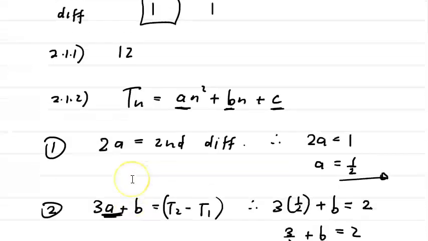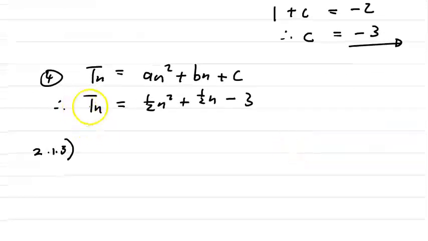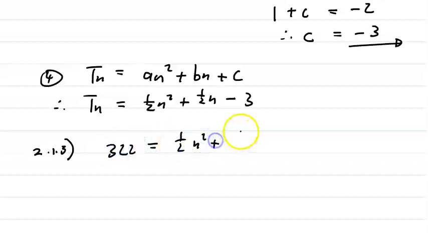2.1.3, 322, it's going to be substituted there. So it's going to be 322 equals half n squared plus half n minus 3. So wherever you got Tn now, you're going to substitute that value and we're going to solve for n.